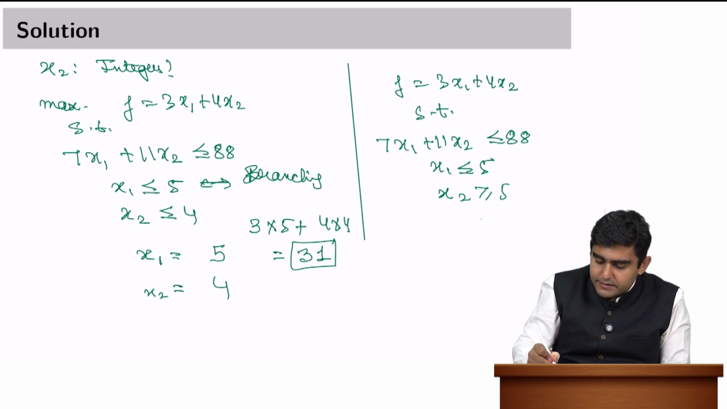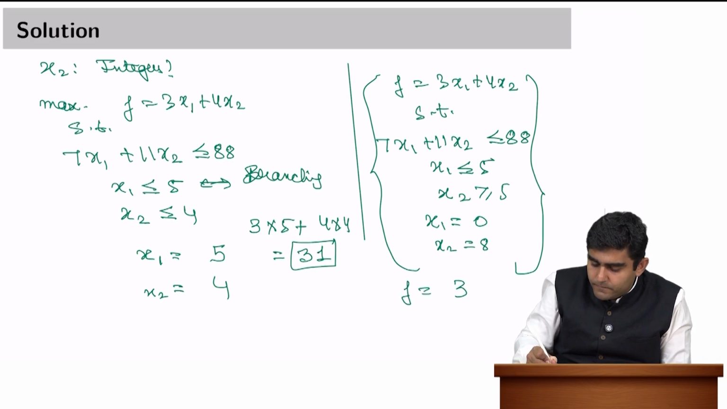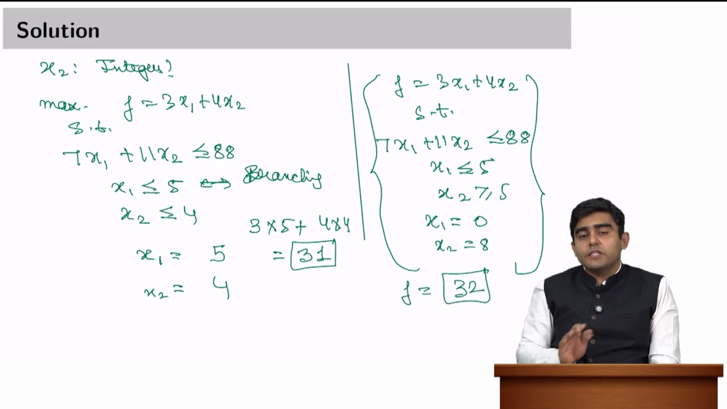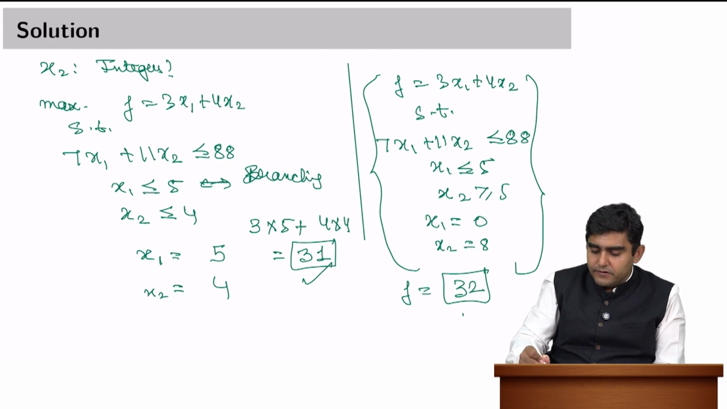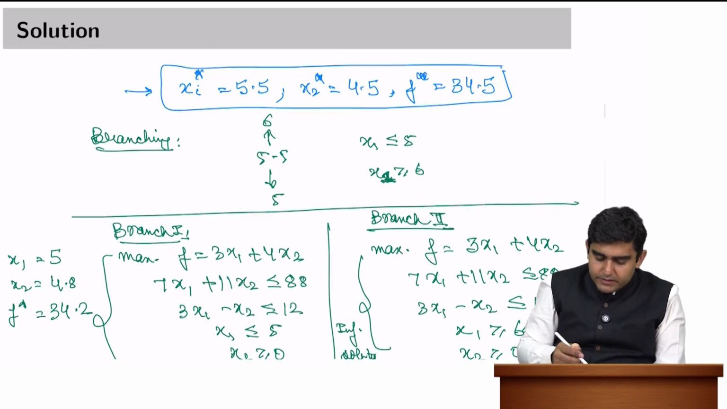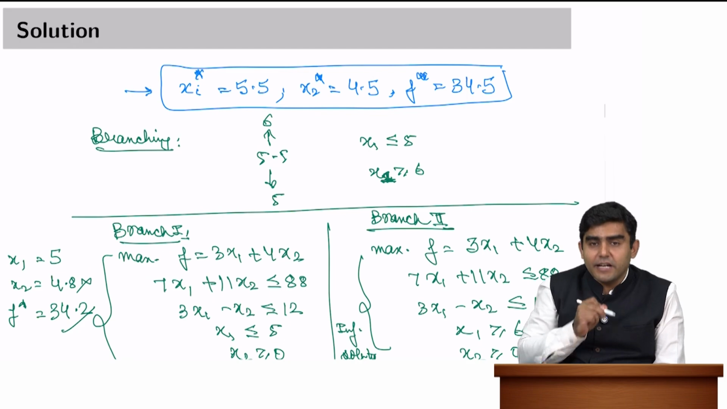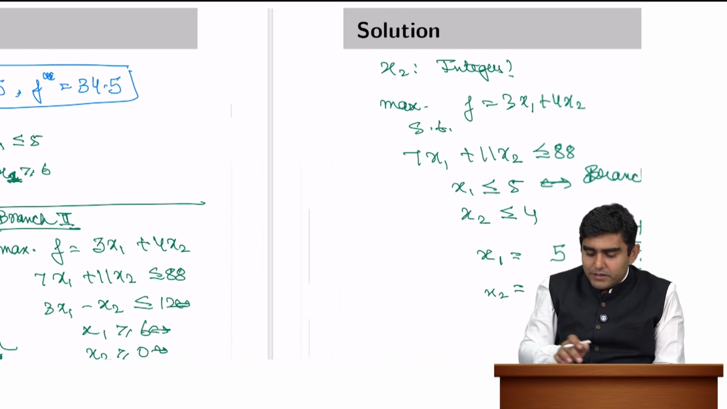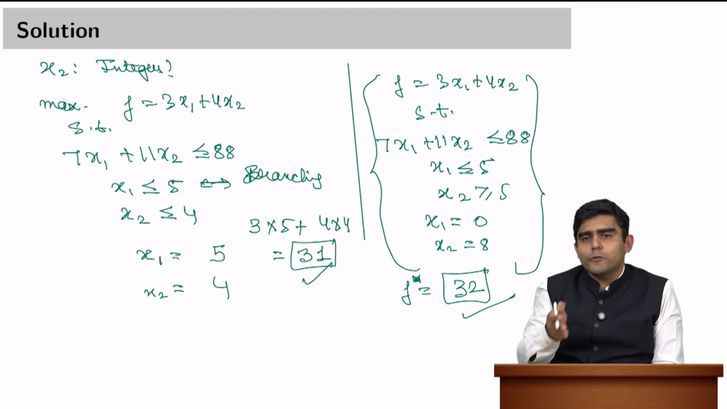And in this case, I get x1 equal to 0 and x2 equal to 8, which would satisfy all the constraints and give me the value of 32. Now you see, among all the possible solutions in integer space, we got 31 and we got 32. In the previous slide, we got this particular answer as 34.2. However, there x2 was not feasible. So we will settle for our answer here that f star is equal to 32, because no further branching is needed.